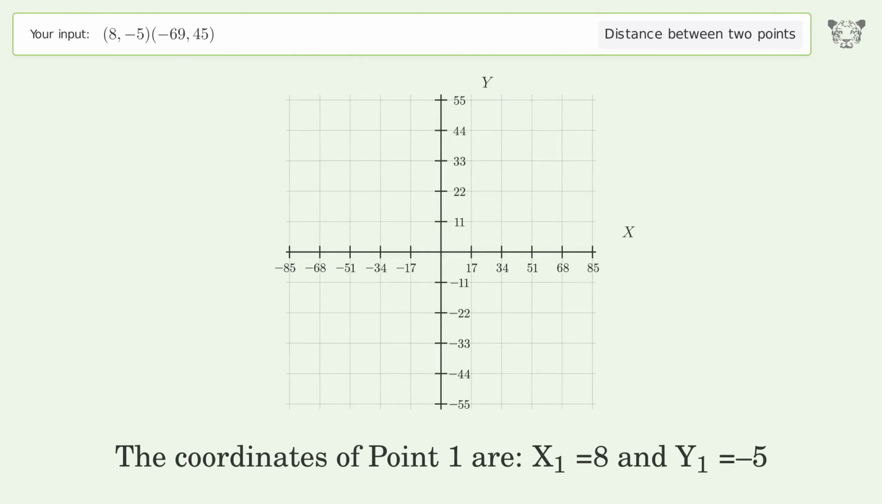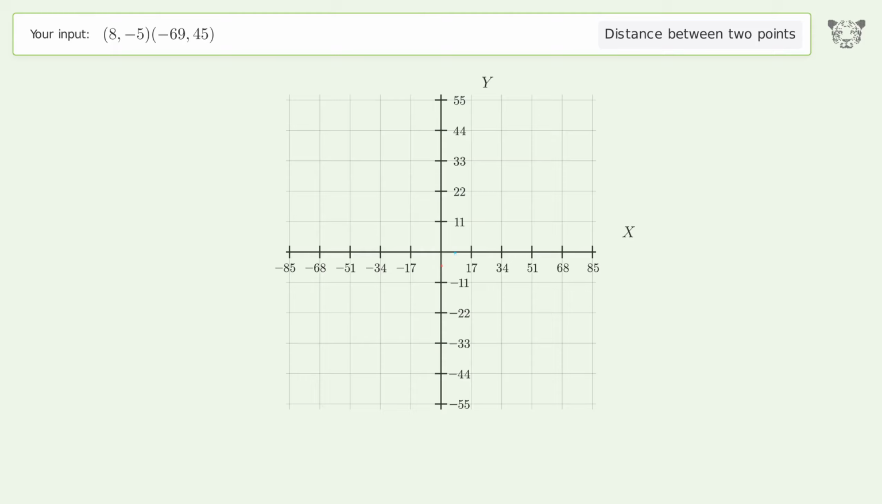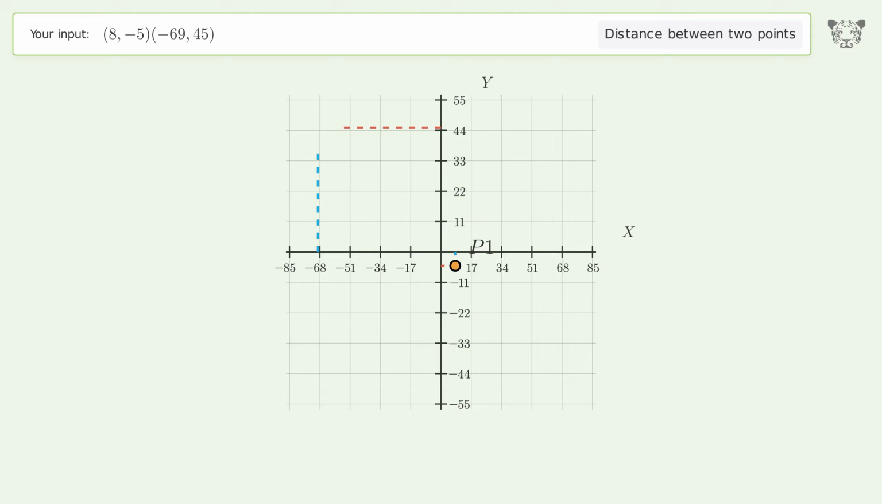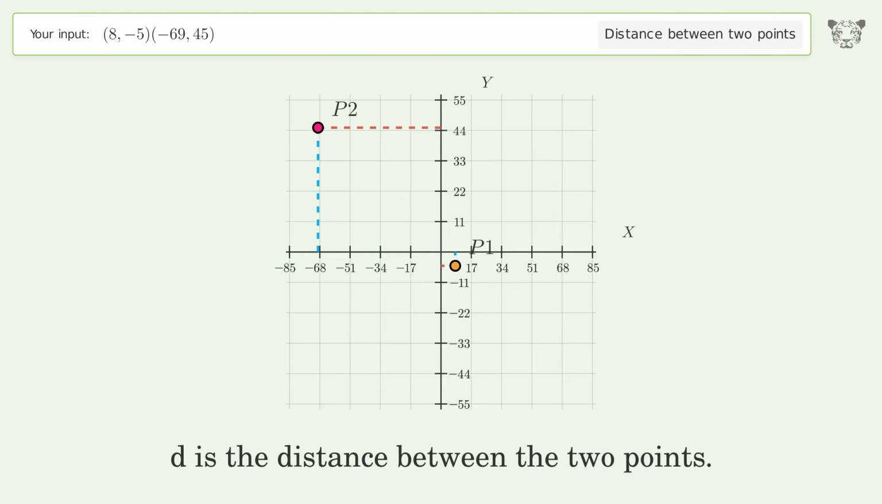The coordinates of point 1 are x1 equals 8 and y1 equals -5. The coordinates of point 2 are x2 equals -69 and y2 equals 45. D is the distance between the 2 points.